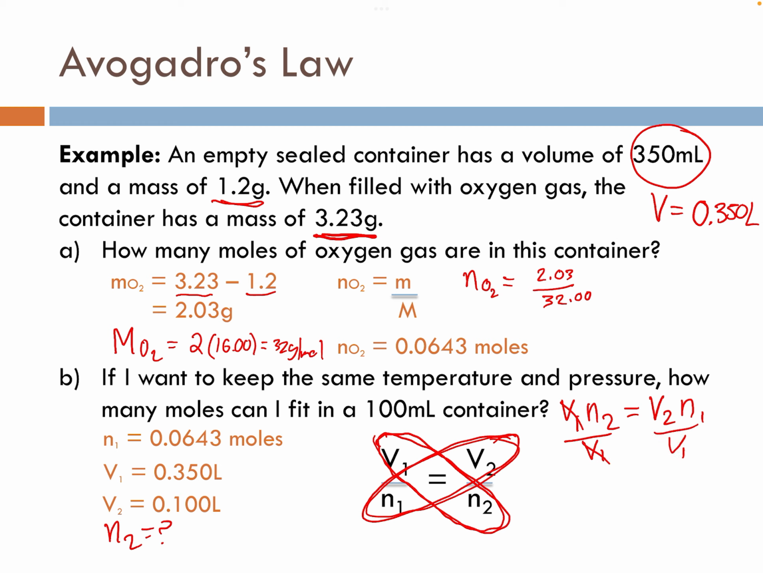That cancels out my V1, and I get N2 is equal to the final volume, which is 0.1, multiplied by the initial moles, 0.0643, and divided by the initial volume, 0.350. I'll plug that into my calculator here. 0.1 times 0.0643 divided by 0.350, and I get a final number of moles of 0.018. And it looks like for significant figures I should probably stop there. Moles.